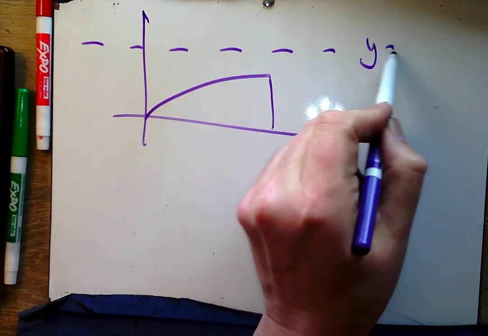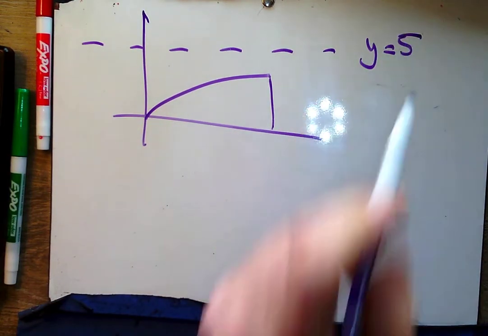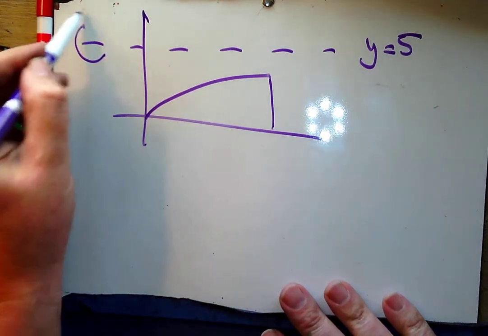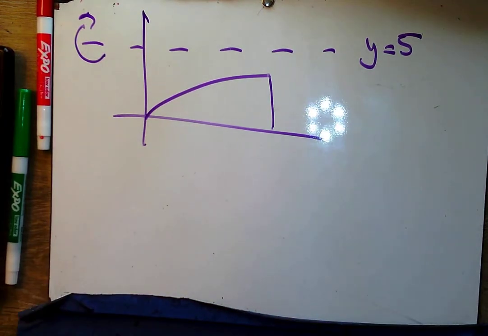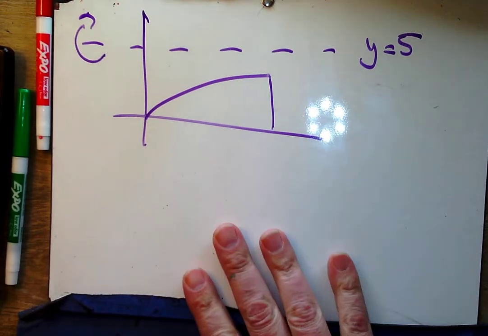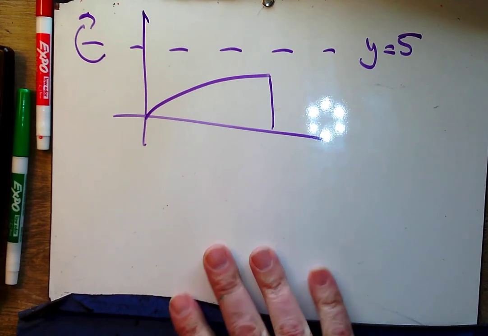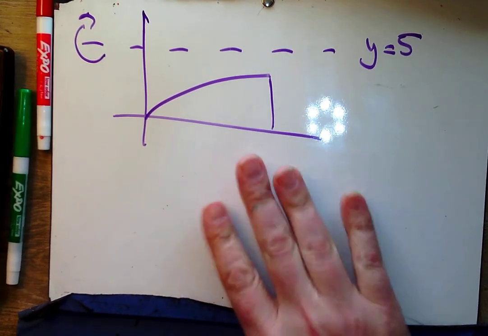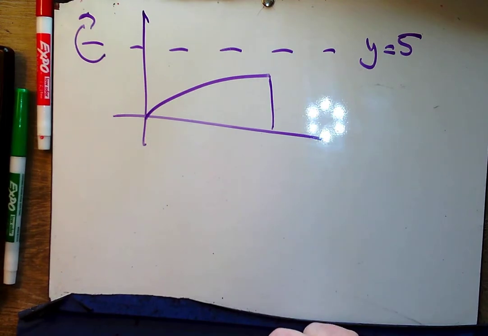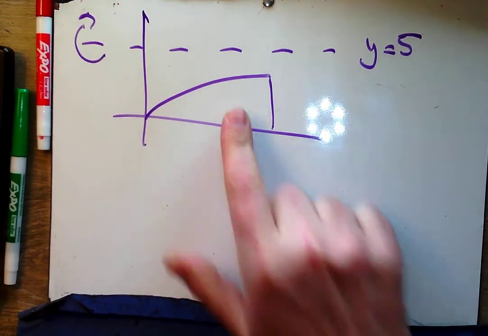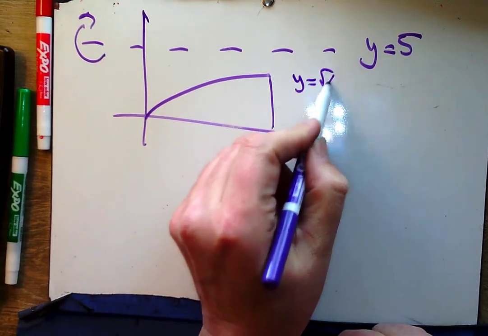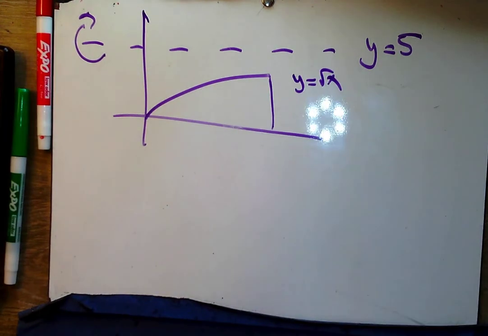So what about y equals 5? I want to rotate around y equals 5. Well, I guess I should have finished that last problem so you could check your answer. Well, I'll do it here. We use shells to find the volume when this region of y equals square root of x is rotated around the line y equals 5.